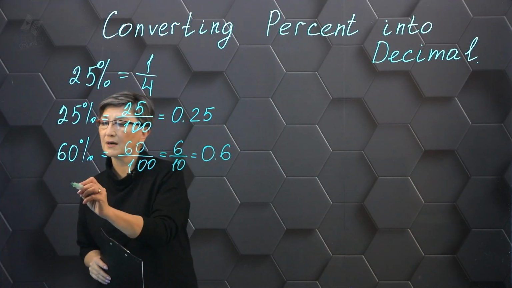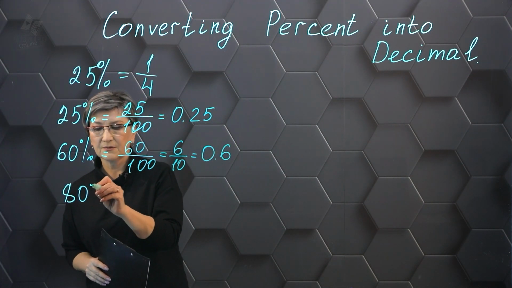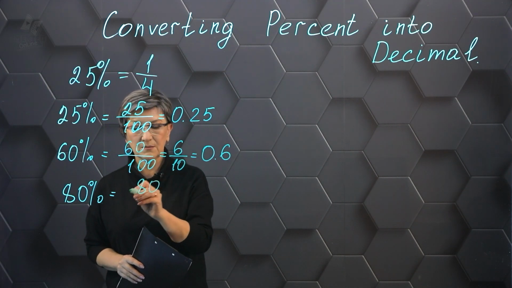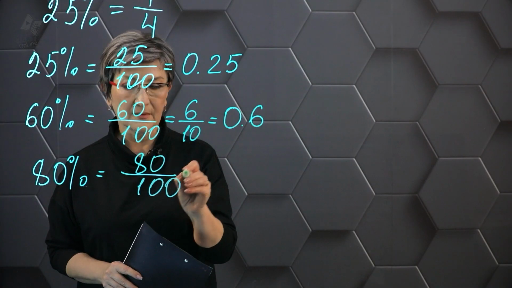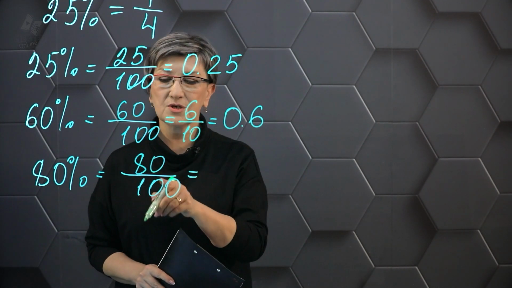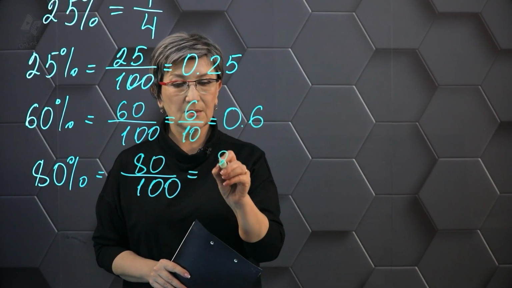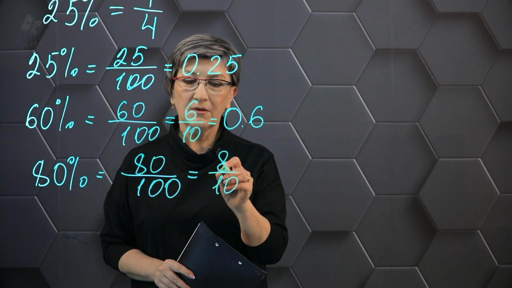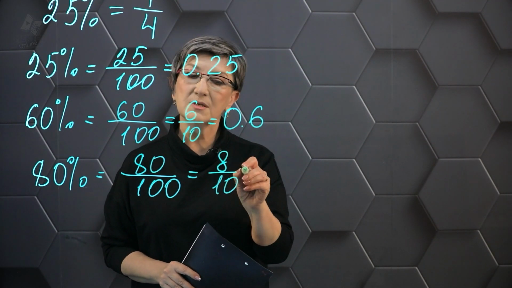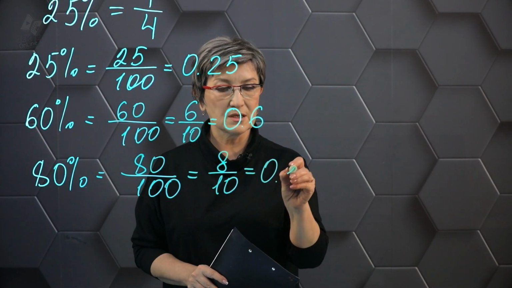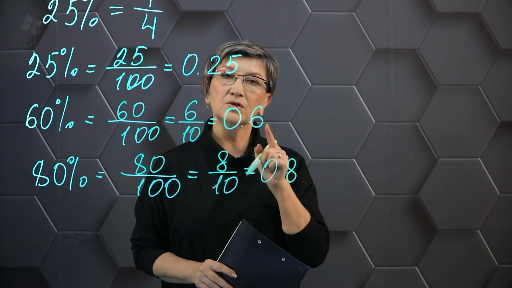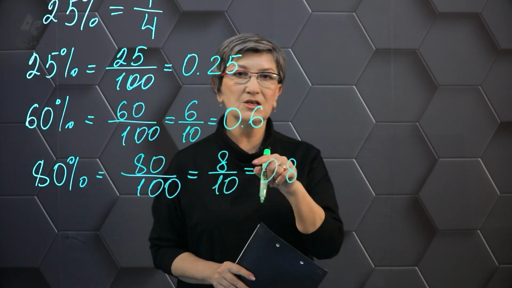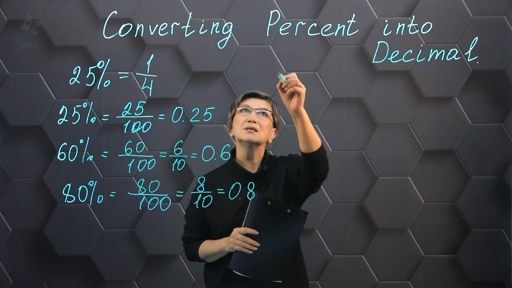Well, and the next example, 80%. Again, according to the rule, we divide 80 by 100. Let's reduce both the numbers 80 and 100 by 10. As a result, we obtain 8 tenths. If I'm talking about the fraction 8 tenths, then I can write it down as 0.8. Here's how you can consistently express percentages as decimal fractions. Now you can always achieve this.